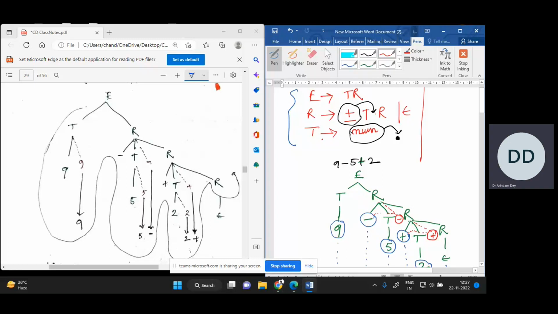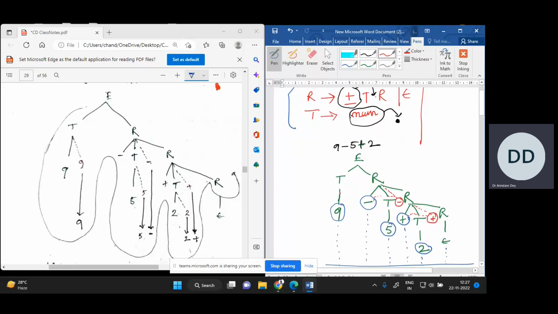For T, you know that it will appear on the right side. Here T is here, so on the right side I will be putting 9. For T here, on the right side I will be putting 5. Here again the T, here I will be putting 2. So now I have given the values for the tree. As per the production rules, first I form the tree, then as per the semantic rules, I place the appropriate operators where they said. Now I have to evaluate the value of the tree.